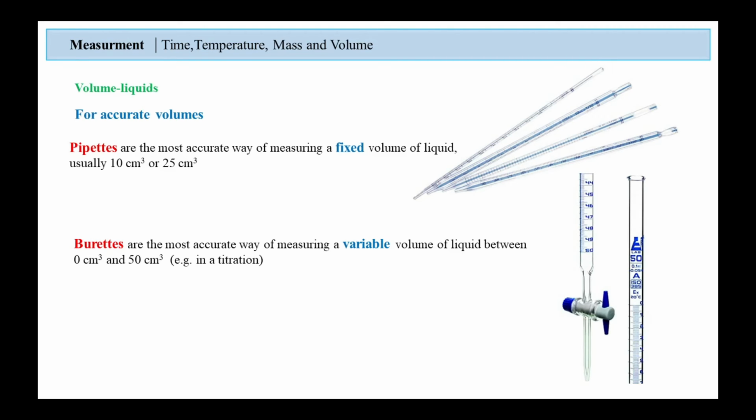And if we would like to measure a variable and accurate volume of liquid at the same time, we will be using a burette. And as you can see in the bottom figure, the burette contains a stopcock, which means that we can stop the liquid dropping or open the stopcock to let the liquid drop. So we can measure variable volumes.